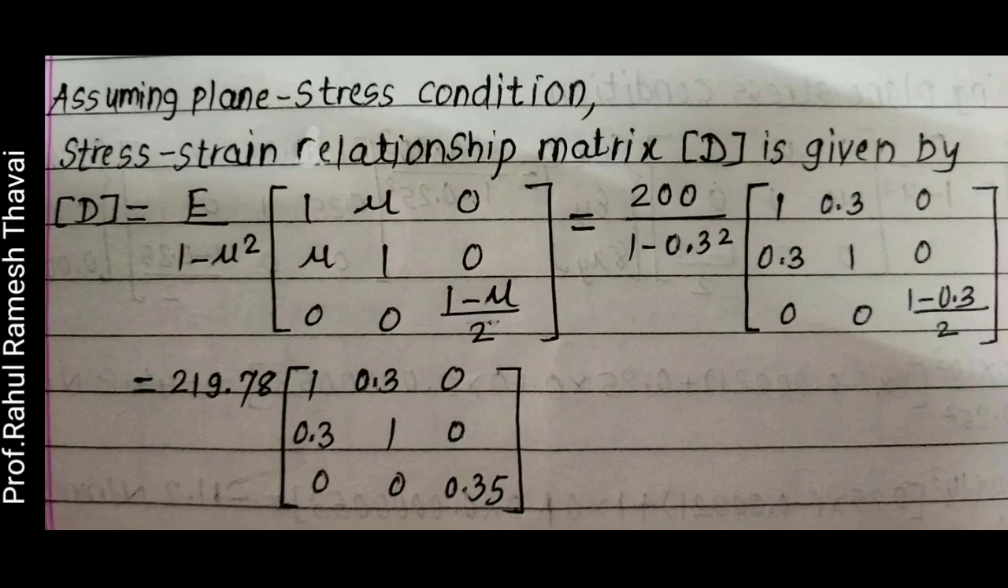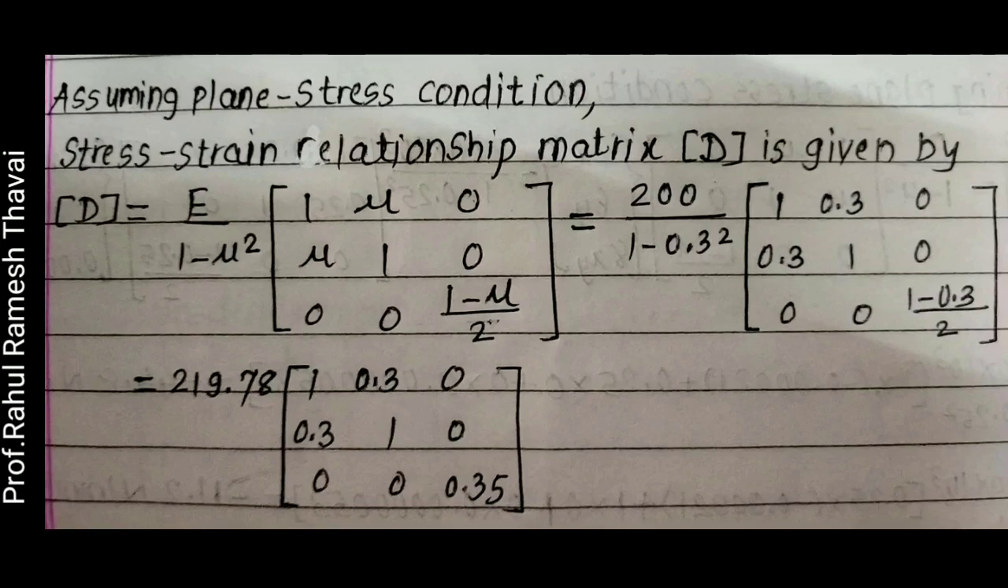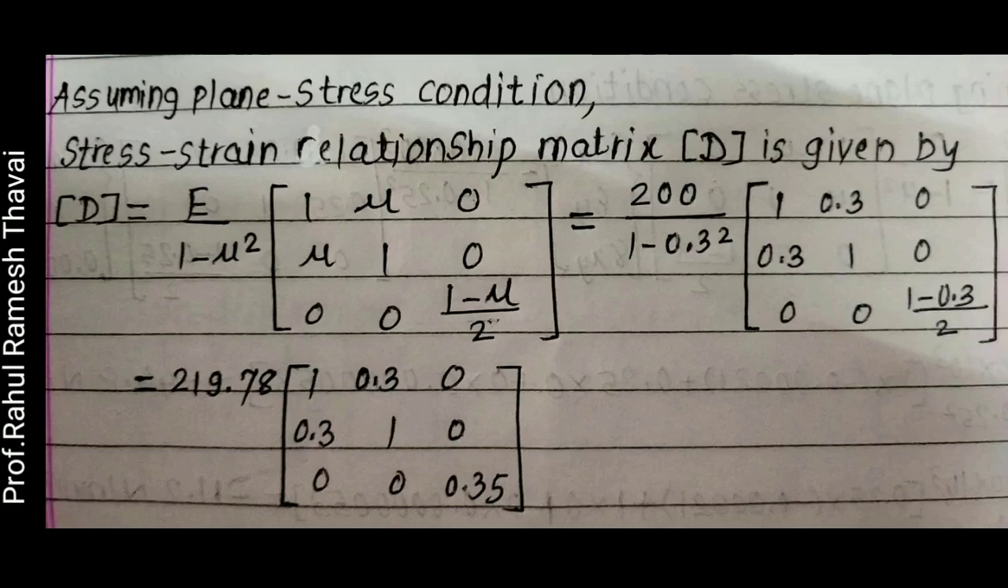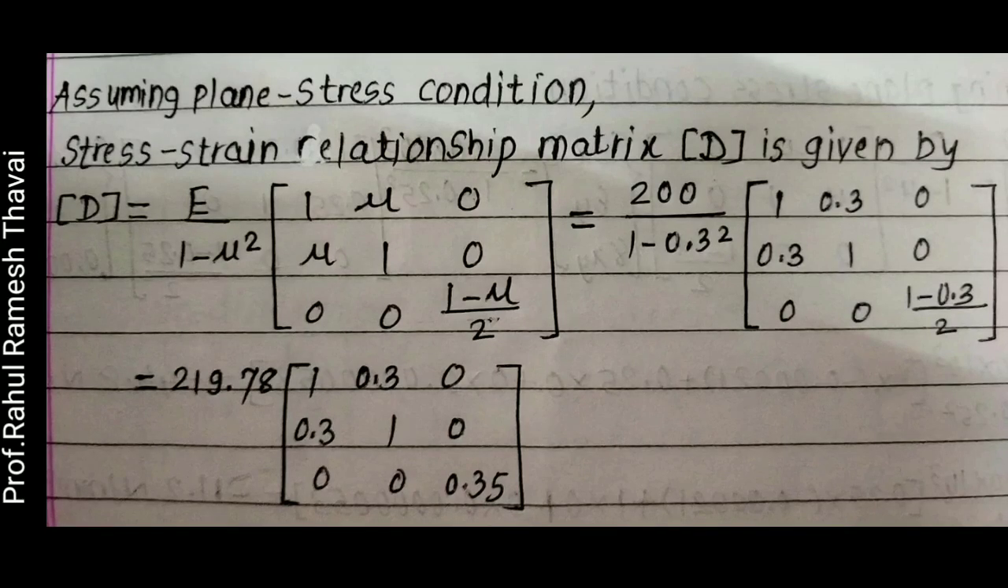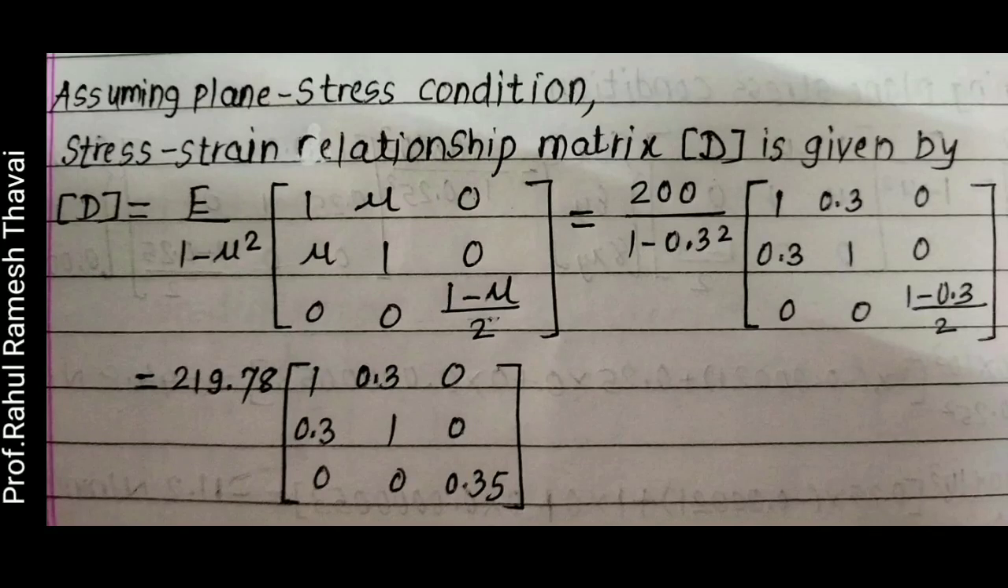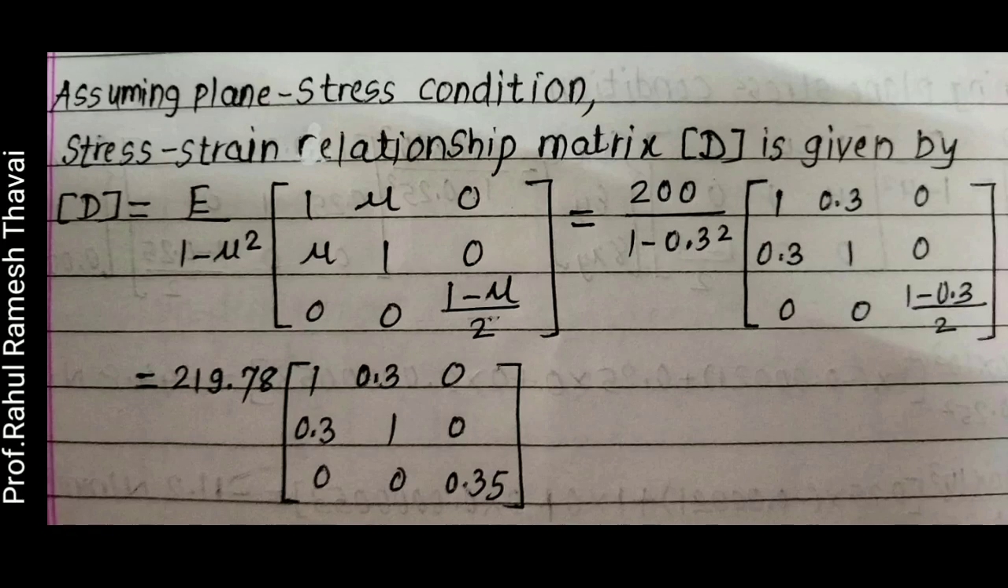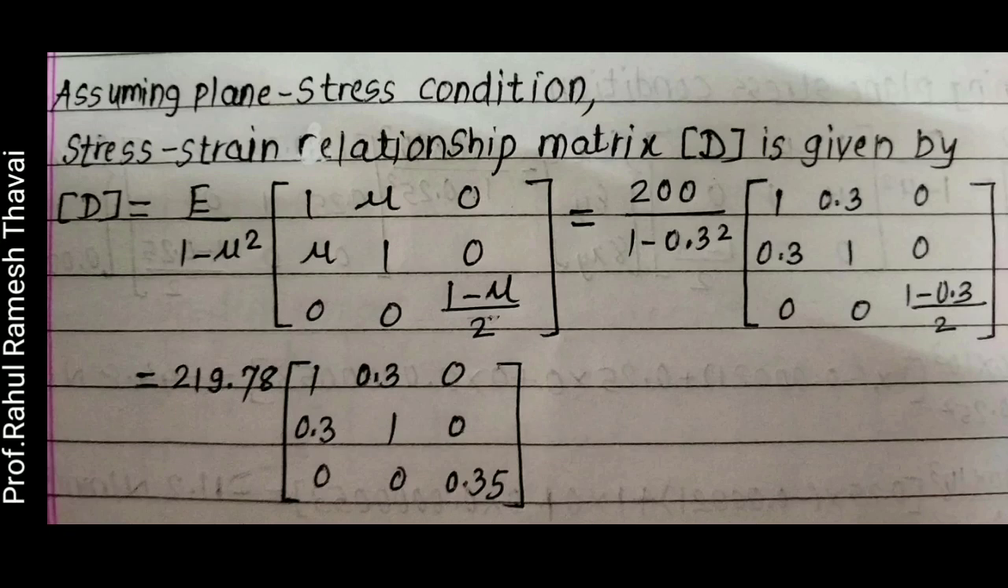So it is equal to E is 200 gigapascal, so that is 200 divided by 1 minus 0.3 square into the matrix [1 0.3 0; 0.3 1 0; 0 0 (1 minus 0.3) by 2]. So I will get its value equal to 219.78 into the matrix [1 0.3 0; 0.3 1 0; 0 0 0.35].